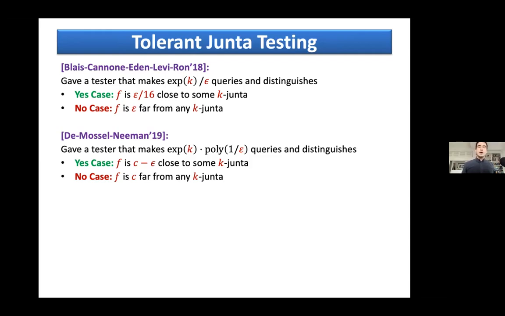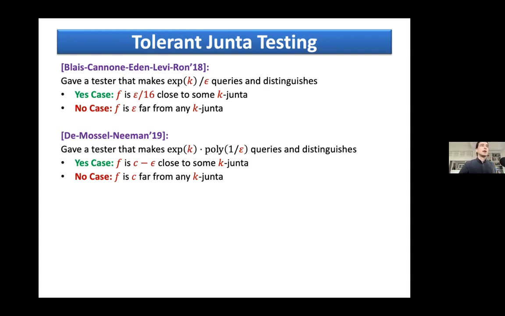More accurately, what Mossel and Neeman did is output an estimate of the distance of your function to the best k-junta. You get a function which is not necessarily a k-junta. There is a junta that is, let's say, C far from your function, and you need to output a number which is relatively close to C. So an approximation for C.